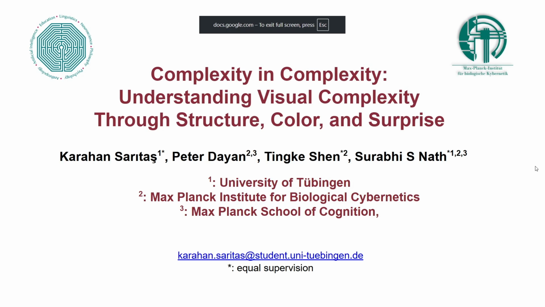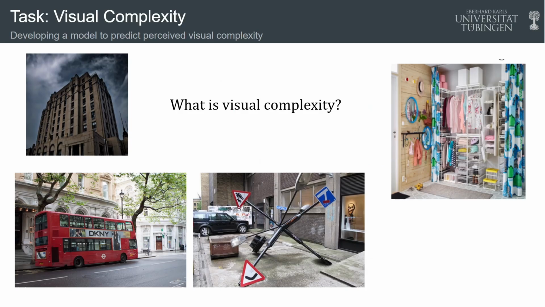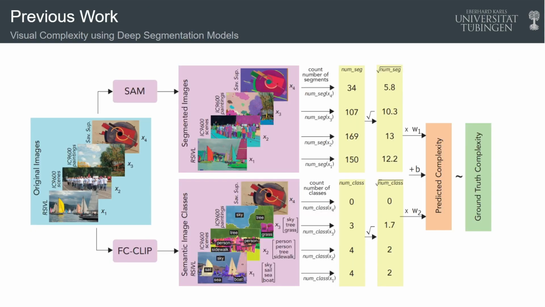In our study, we focus on developing an interpretable model with handcrafted features to predict perceived visual complexity. Visual complexity is conventionally defined as the level of detail or intricacy contained within an image. Recent studies have shown that using the number of objects and the number of semantic image classes can achieve surprisingly high correlation scores with human annotated ground truth complexity.